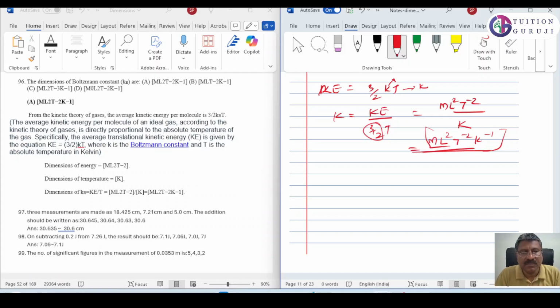On subtracting 0.2 joules from 7.26 joules, what we get is 7.06. But here only 1 decimal is there for 0.2. Therefore, the rounded figure will have only 1 decimal. So 7.06 is to be rounded to 7.1, because 6 is more than 5. Therefore, the preceding digit is increased by 1. So it should be 7.1 joules.